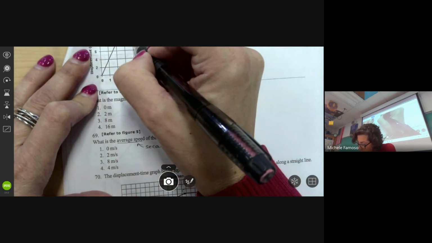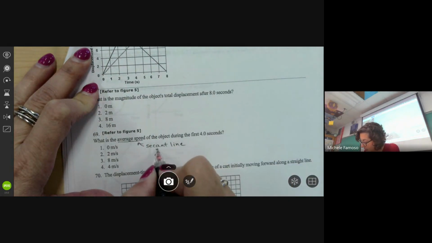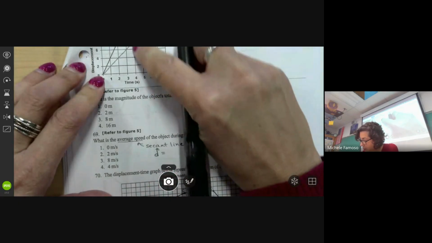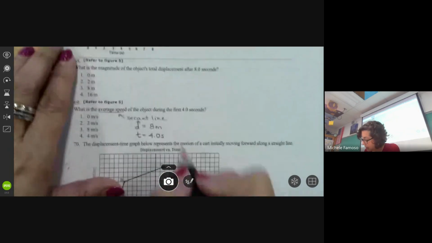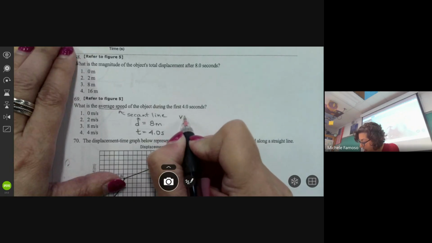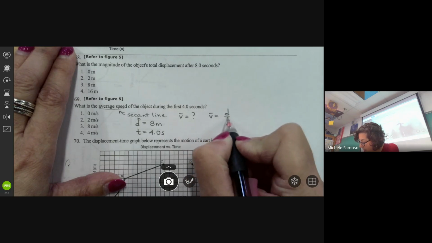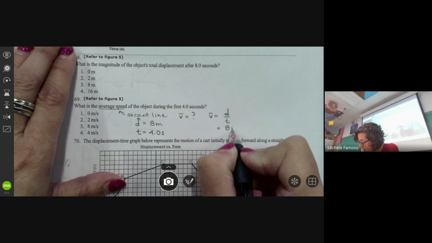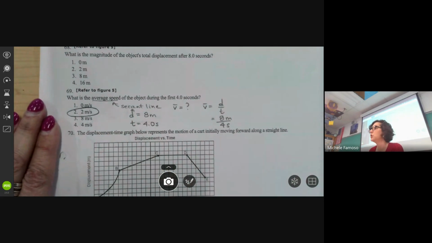Okay, average speed, we need the secant line so we can find the slope of it. If I were just to quickly sketch it, there it would be, which means that I can see that the displacement from 0 to 4 seconds is 8 meters. The time is 4.0 seconds. I'm looking for the V bar. We would use V bar is D over T, which is 8 meters over 4 seconds, or 2 meters per second, choice 2.